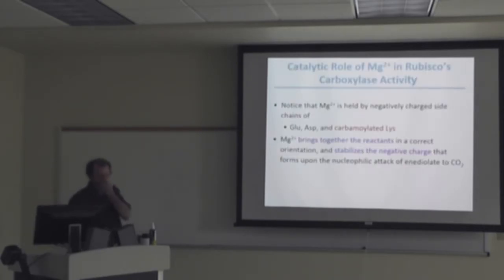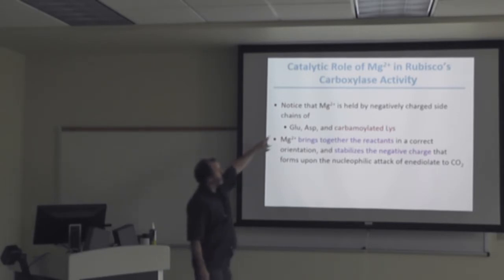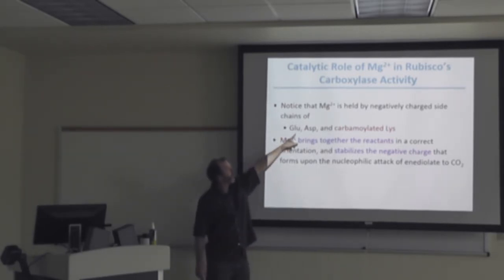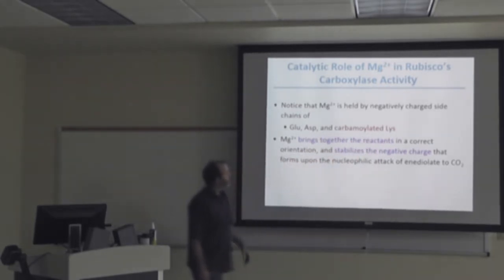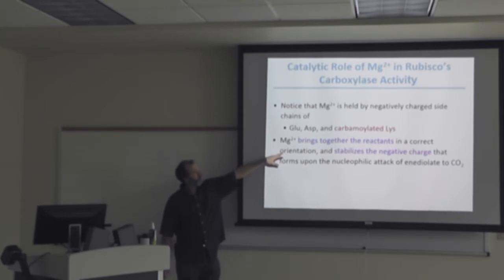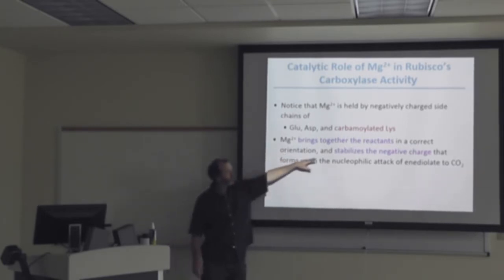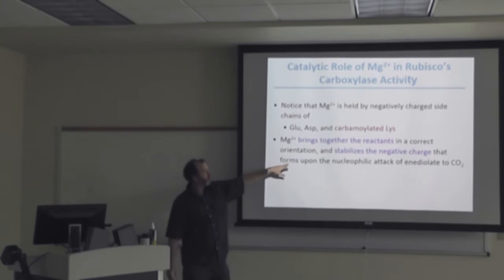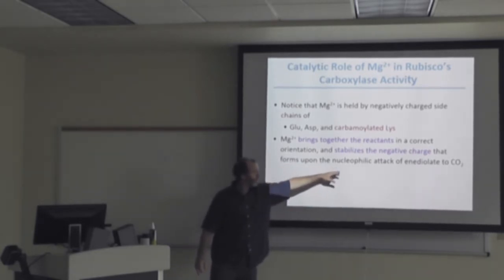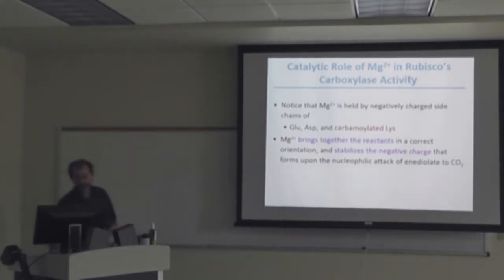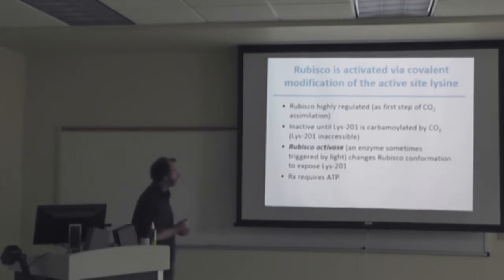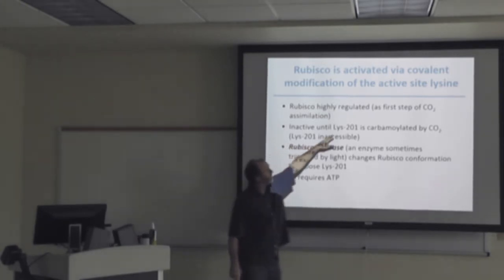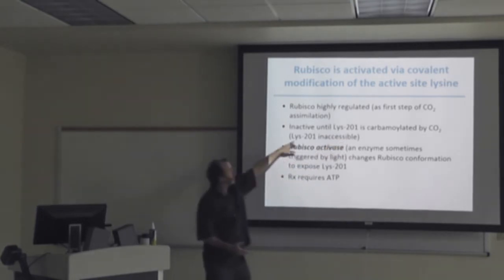The catalytic role for the magnesium is that it's held by the negatively charged side chains of the glutamic acid, aspartic acid, and that carbamylated lysine. So magnesium brings together the reactants in the correct orientation and stabilizes all the negative charge that forms upon the nucleophilic attack of that enediolate on carbon dioxide. So it's highly regulated as the first step of carbon dioxide assimilation. It's inactive until lysine 201 is carbamylated by carbon dioxide.